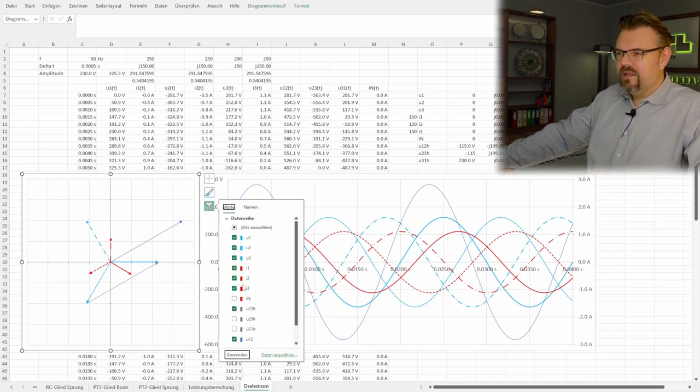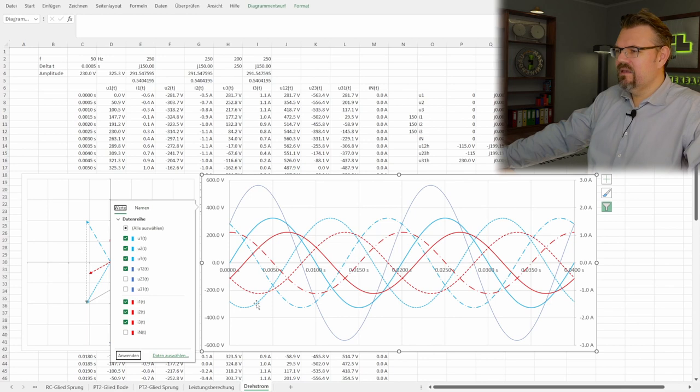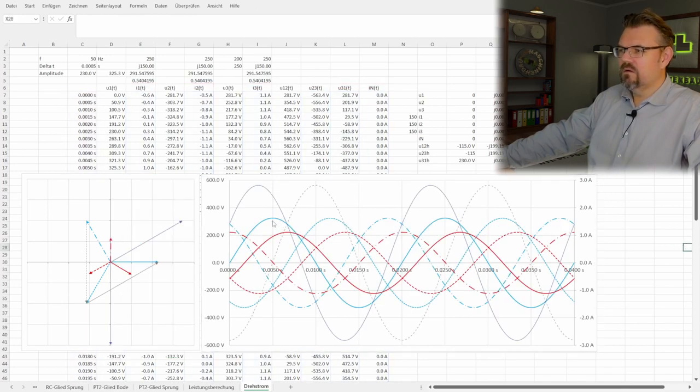Let's have a look at U23. U23 we will find here. We make a parallel shift of this U23, so it's pointing directly down. So we are 90 degrees behind U1. Let's see how this looks like here. We are exactly 90 degrees. Yes, here we are at 0, and here we are at the maximum. We are 90 degrees behind, and it's equally high as this U12.